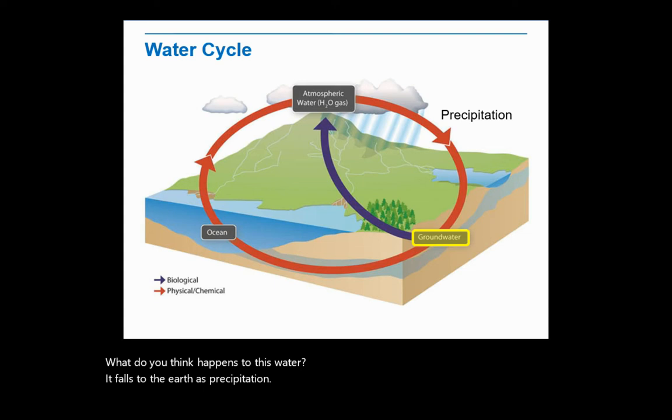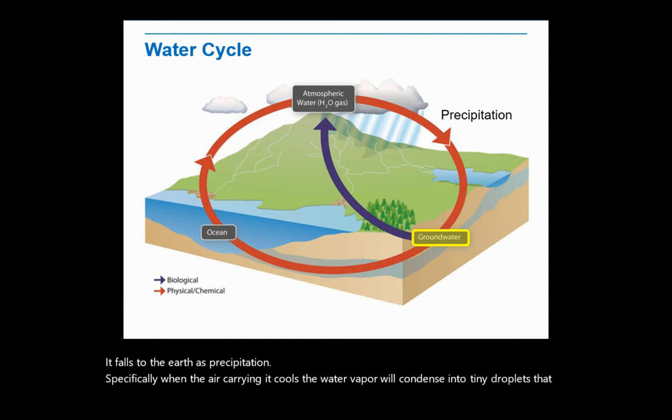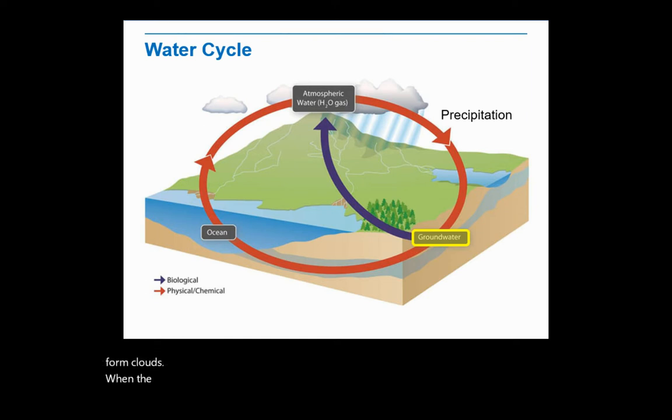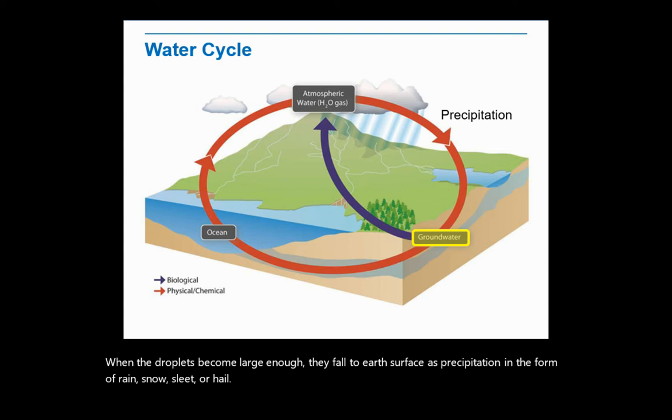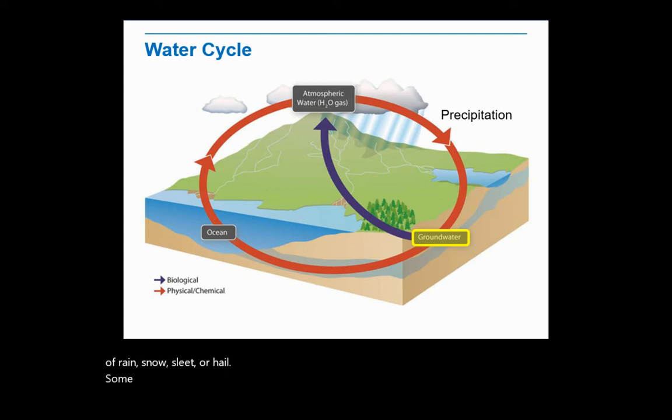Specifically, when the air carrying it cools, the water vapor will condense into tiny droplets that form clouds. When the droplets become large enough, they fall to Earth's surface as precipitation in the form of rain, snow, sleet, or hail. Some water seeps into the ground and becomes groundwater.